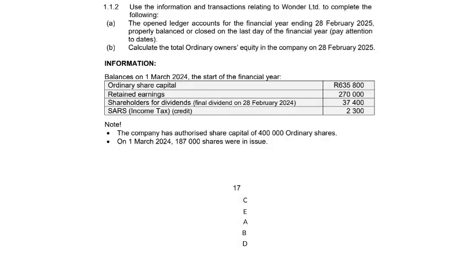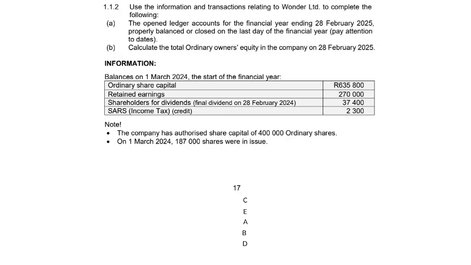1.1.2, use the information and transactions relating to Wonder Limited to complete the following. A, the open ledger accounts for the financial year ending 28 February 2025, properly balanced or closed on the last day of the financial year. Pay attention to dates. And B, calculate the total ordinary owner's equity in the company on 28 February 2025.